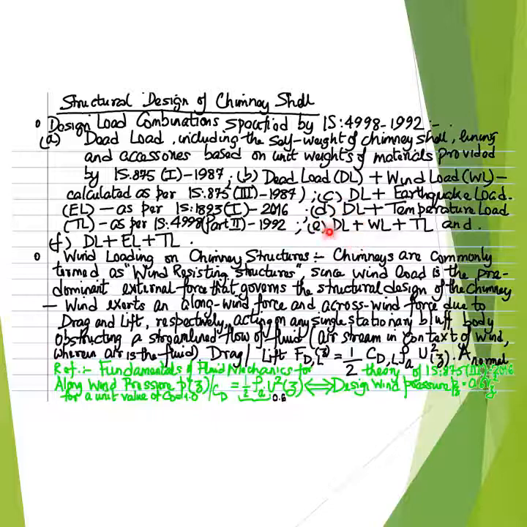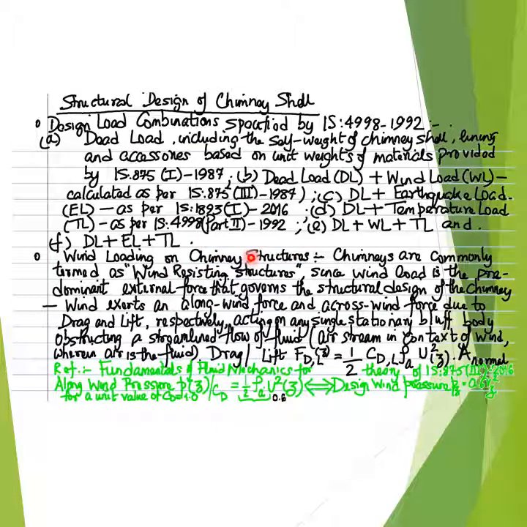E. The design load combination consisting of the dead load DL plus the wind load WL plus the temperature load TL, and F. The design load combination consisting of the dead load DL, the earthquake load EL, and the temperature load TL.